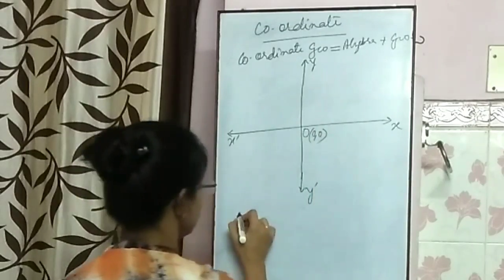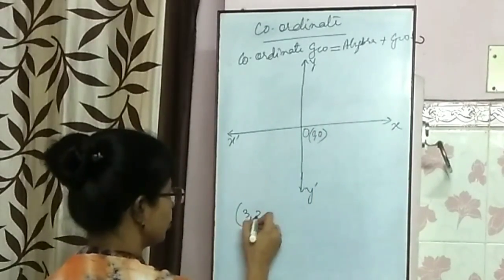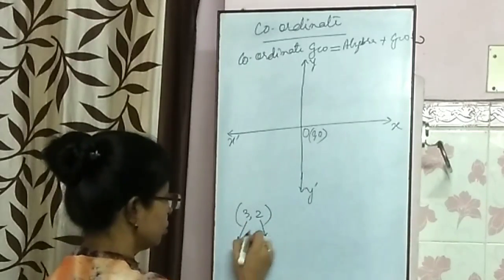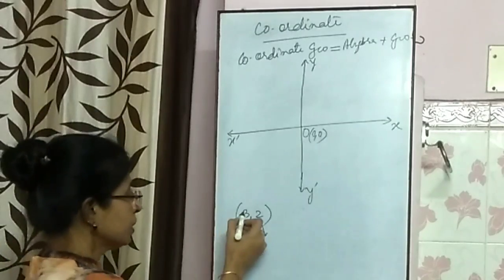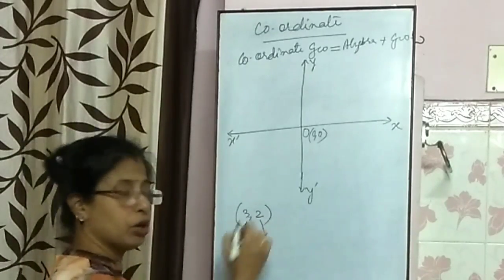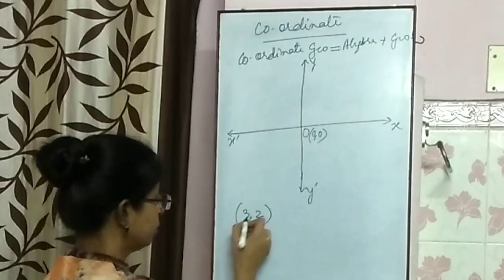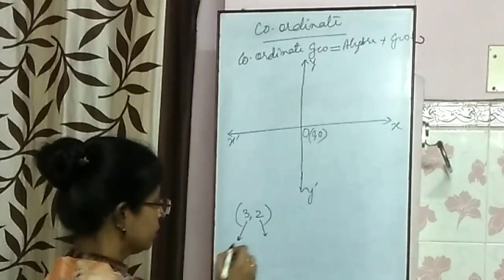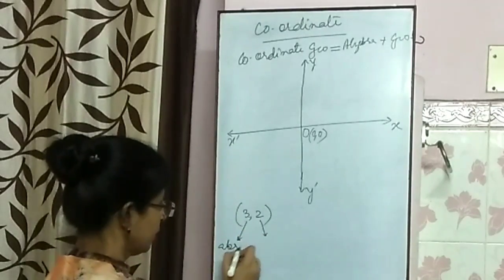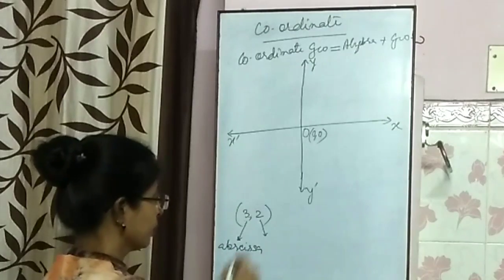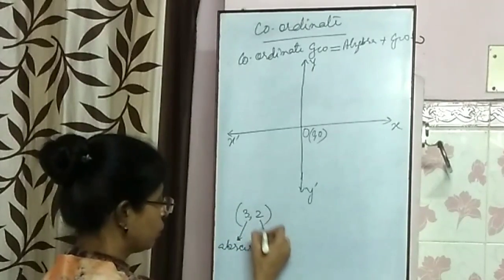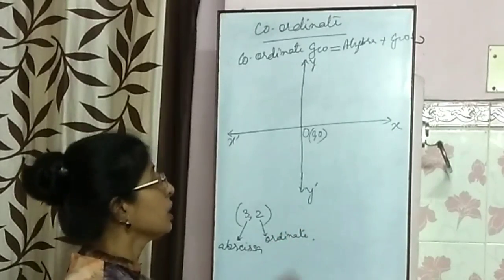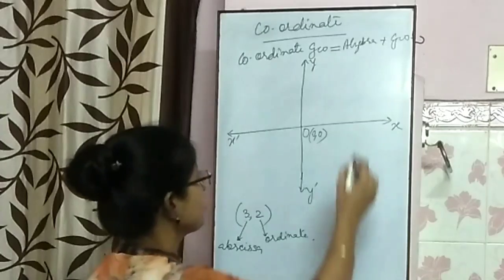If any point is written as 3 and 2, then it has two different names. This is the value of x and this is the value of y. The value of x is always written first, then comes the y value. The x value is called abscissa and the y value is called ordinate. So together they are named the coordinates.